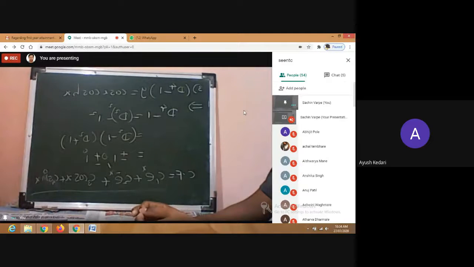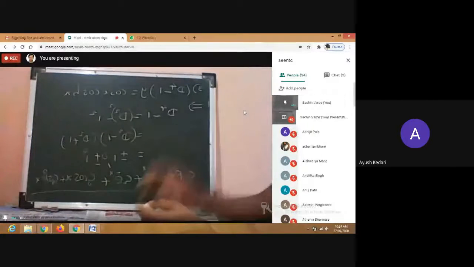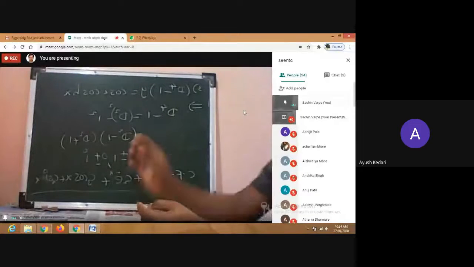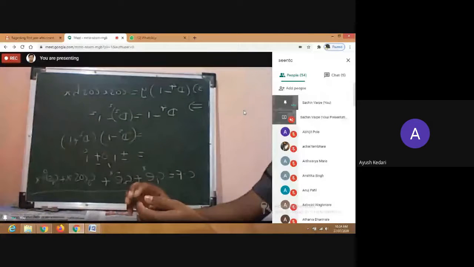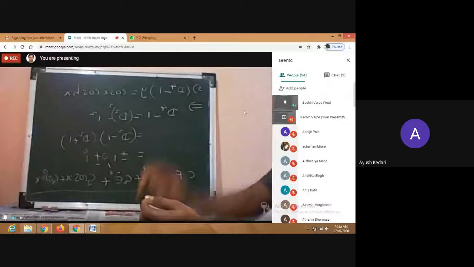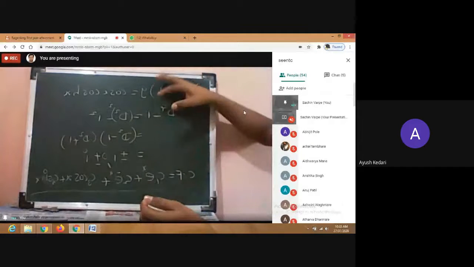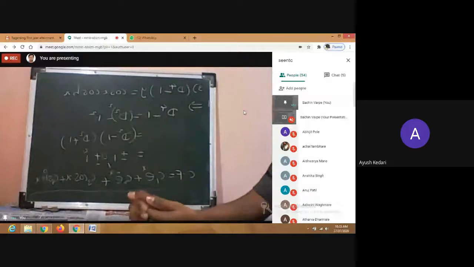Sir, even synthetic division is possible. Yes, synthetic division is also possible, because by using those tricks I'll get 1 as a root, and with the help of 1 and by writing this φ(D) in its standard form, I can use the synthetic division method. That is also possible. Correct.